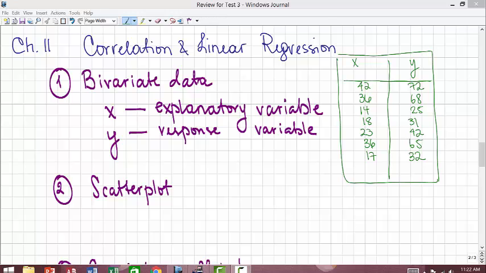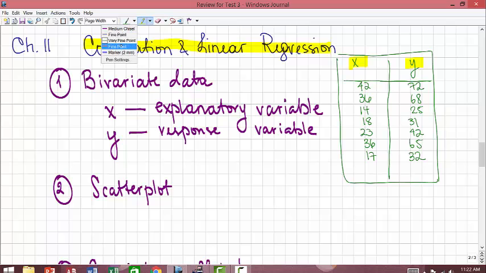Hello again. This is the last video for review for test 3, and here I will talk about chapter 11. So we discussed correlation and linear regression, and I will use this example right here to go through the main ideas of this chapter. So what are we trying to establish here?